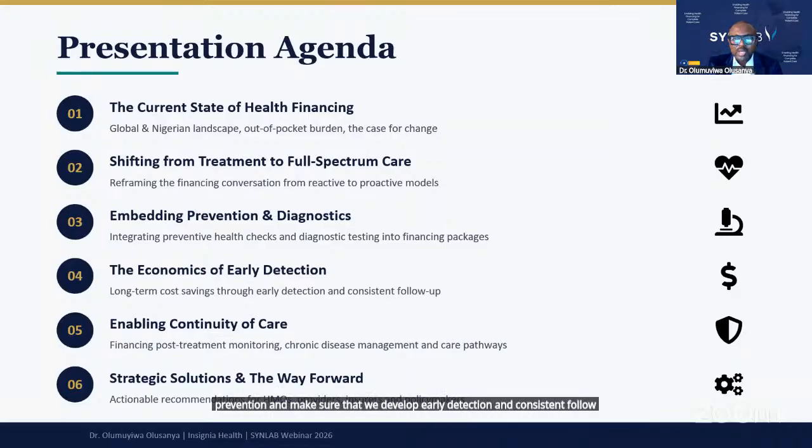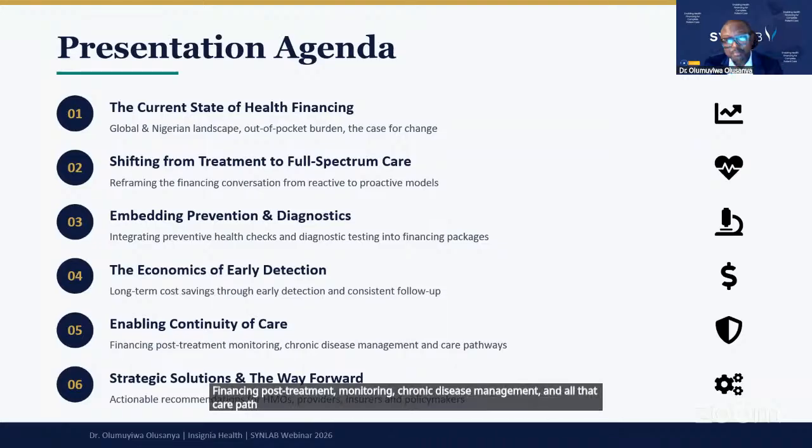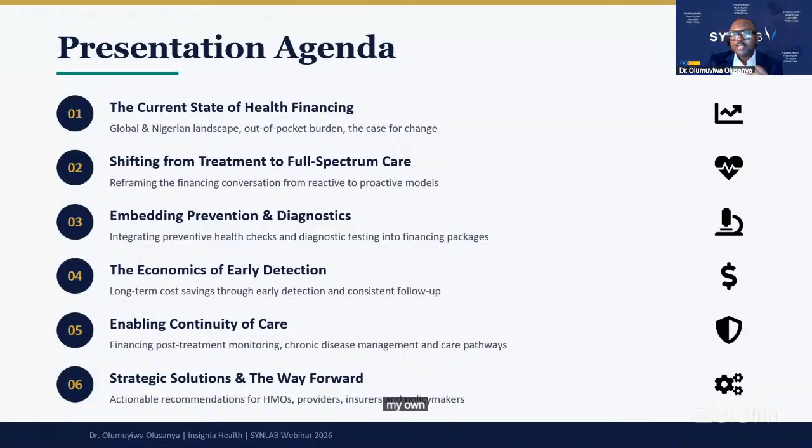Then how do we enable continuity of care, financing post-treatment monitoring, chronic disease management, and other care pathways? And my own solutions: what am I putting forward as the solutions as we move ahead?